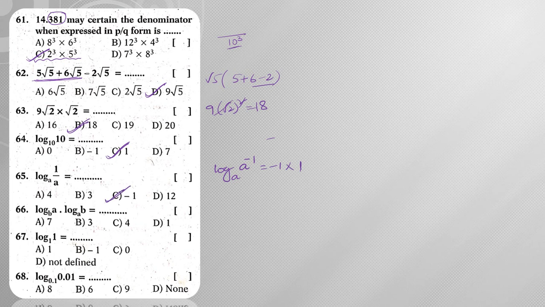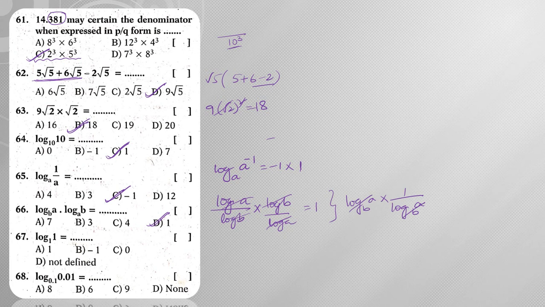Next, log a to the base b into log b to the base a. I can write log a to the base b as log a by log b, into log b by log a. So log a will get cancelled, log b will get cancelled, hence the value will be equal to 1. Or there is one more approach: log a base b into log b base a is nothing but the base interchanging rule. Here base will change as the value place and the value will be changed into place, so log a base b will get cancelled, answer will be 1.